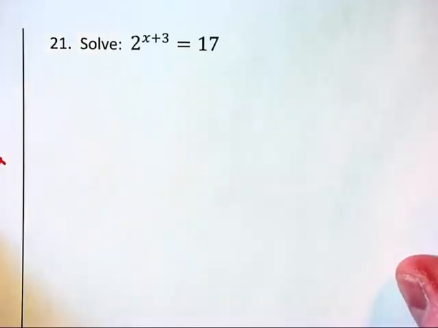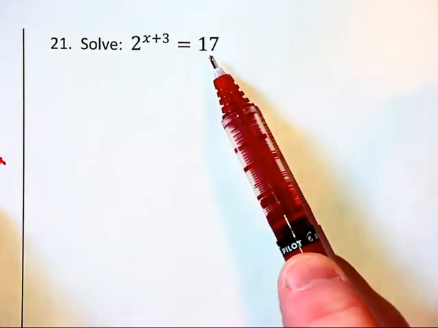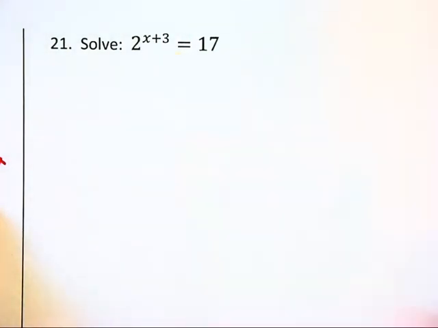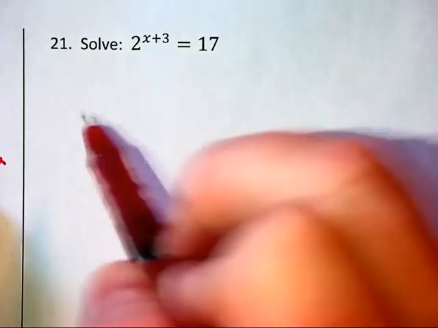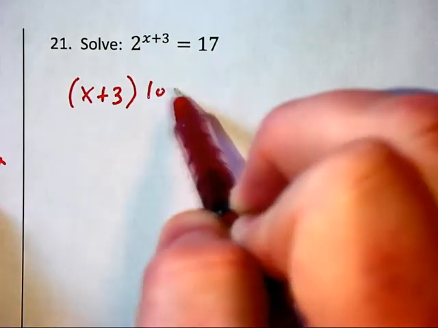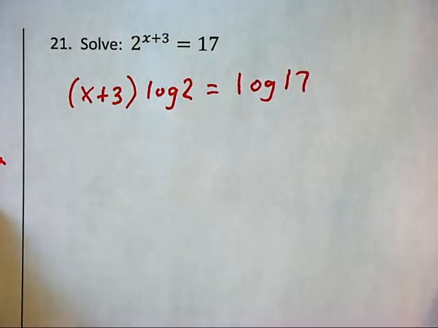Okay, solve this exponential equation. 17 is not a power of 2, so the only way we're going to get that x plus 3 out of the exponent is to log each side. So when we log the left, we get x plus 3 coming down times the log of 2 equals the log of 17 on the right.